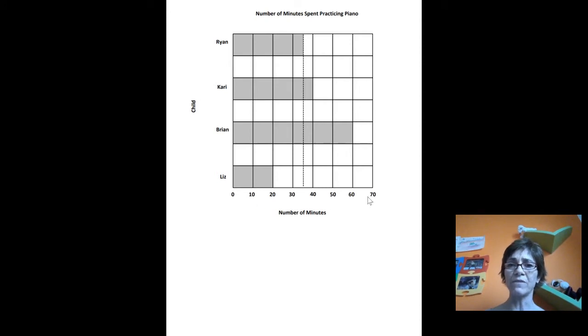So horizontally, we have the number of minutes. This bar graph is a horizontal graph, meaning that the bars go horizontally, they go across. Other times they might go vertically, okay, up and down. Okay, so here we have the students, and here we have the number of minutes spent practicing the piano. Okay, what kind of information can we get?